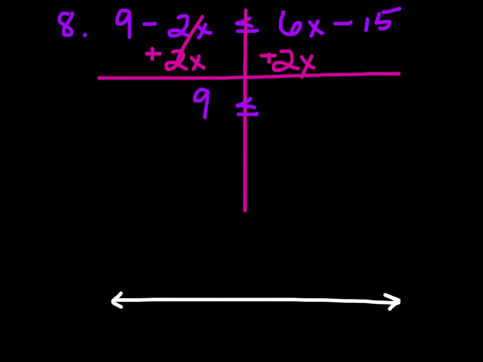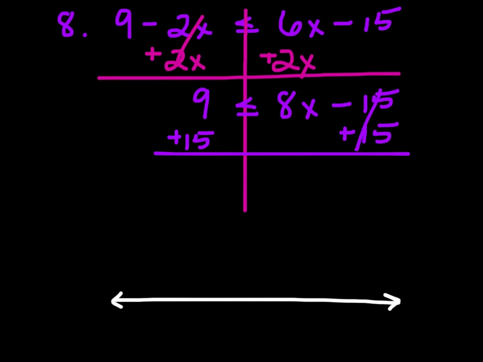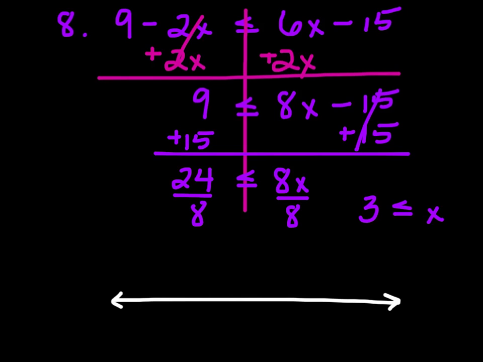6x plus 2x is going to give us 8x here, and then minus 15. So now, in order to solve for the x, I'm going to add the 15 to both sides. And when I do that, I'm going to combine 9 plus 15, which is going to give me 24 is greater than or equal to 8x. And then now finally I can divide both sides by that 8. So that's going to give me a solution of 3 is less than or equal to x.